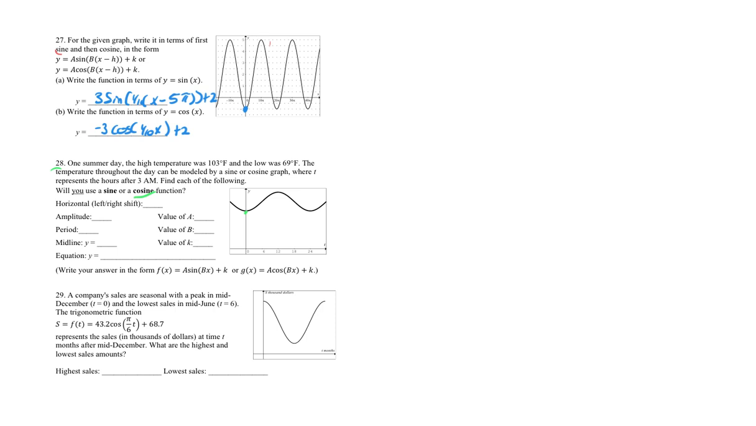So the horizontal shift, because we started at that minimum, will be 0. Our amplitude is half the difference here. So we'll get 34 divided by 2 is equal to the magnitude of A, which is 17. But we know that it should be a negative 17 for the value of A, given that we started at a minimum and we're using a cosine function.